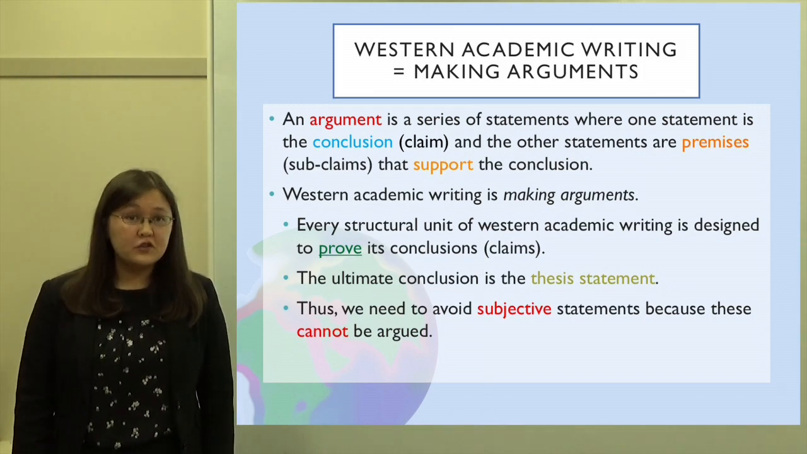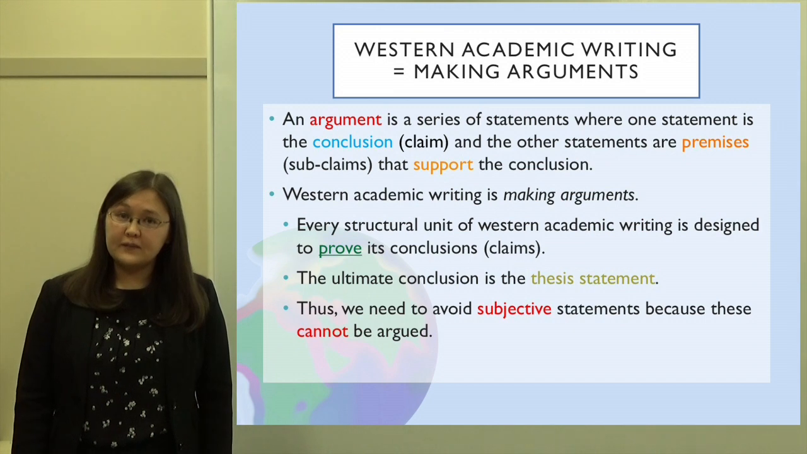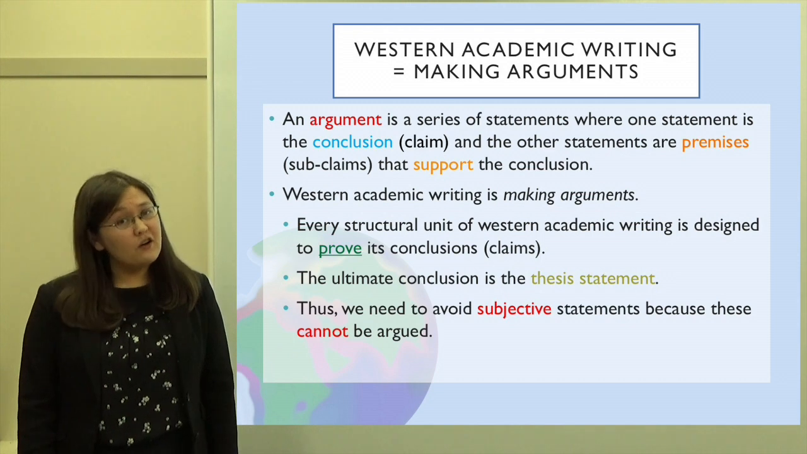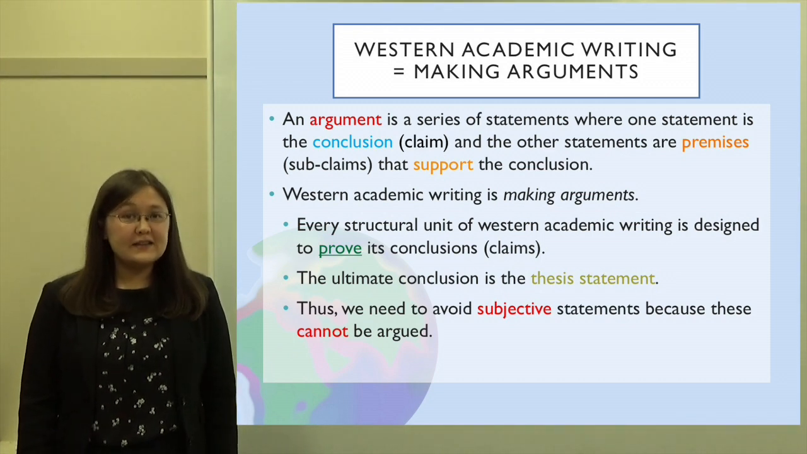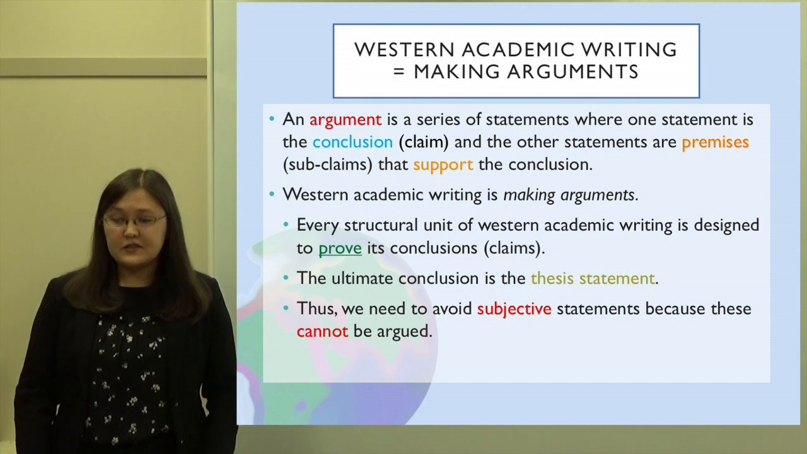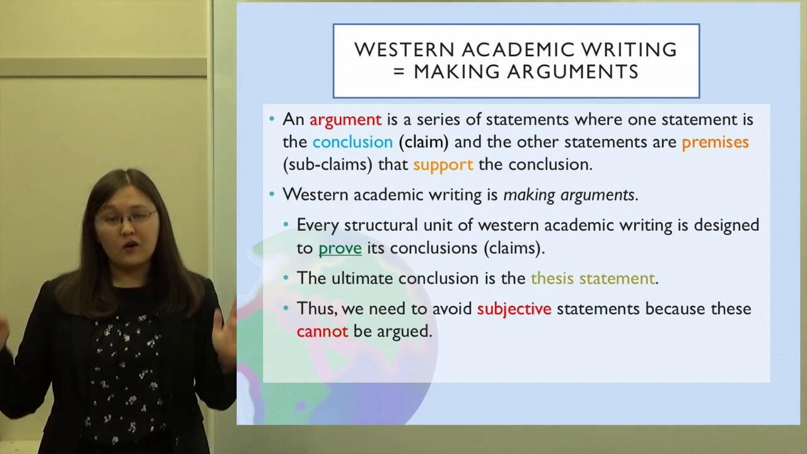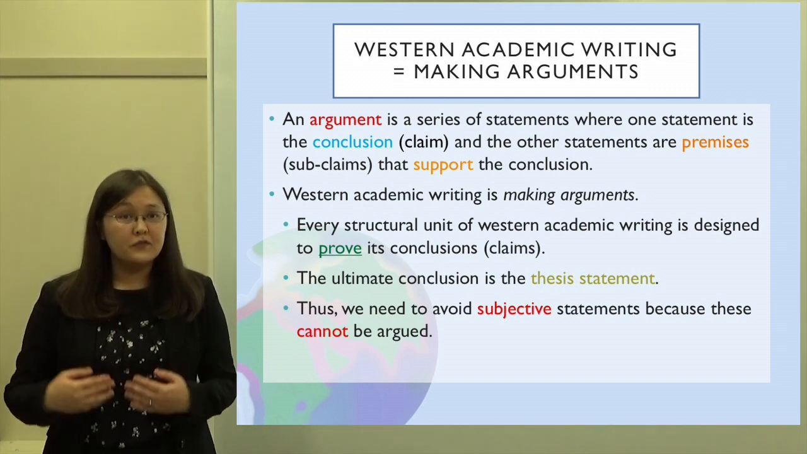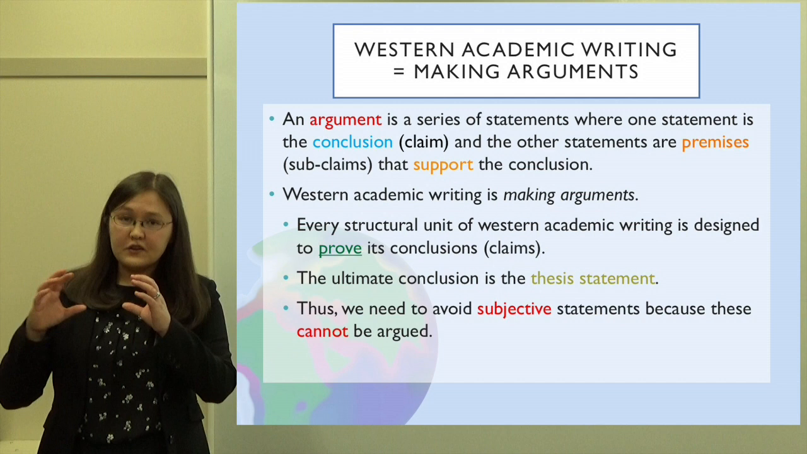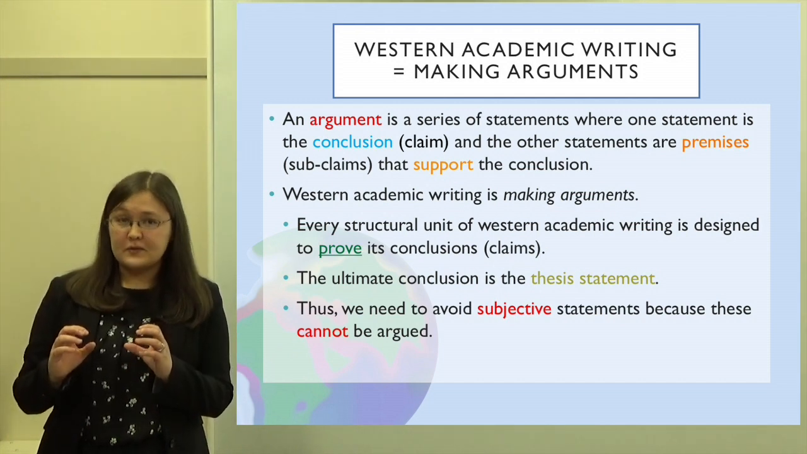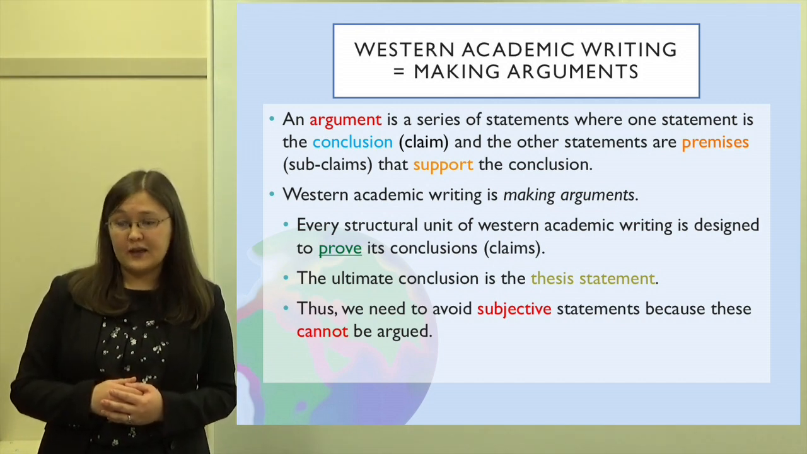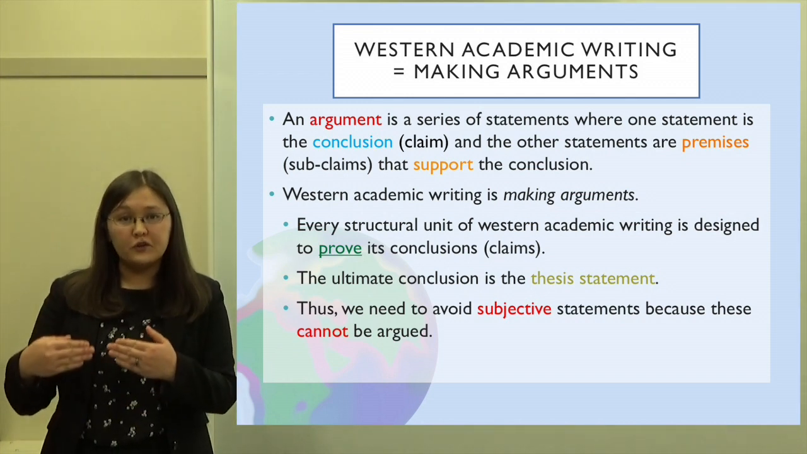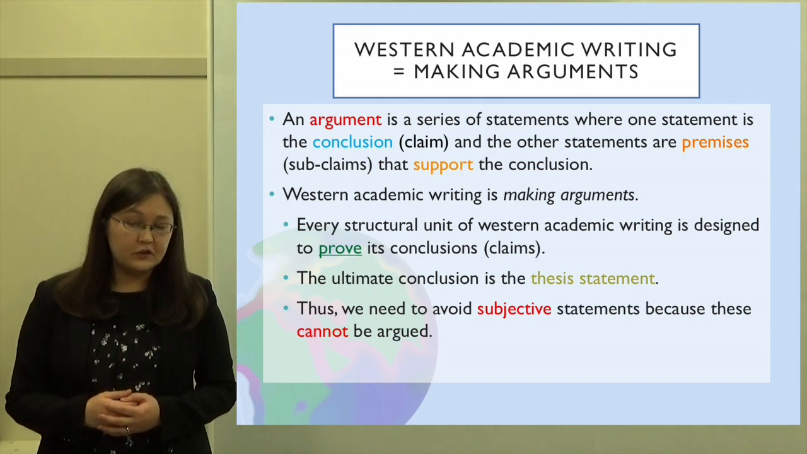The most important thing to know about Western academic writing is that it is making arguments. So what is an argument? An argument is a series of statements. And there's one statement among all that is the conclusion, or we could say the claim that you want to make. The other statements are premises, or we could say subclaims, that support the conclusion, that will help the reader come to agree with your conclusion.